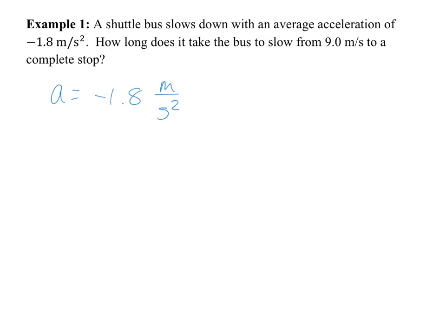What else? It says, how long does it take to go from 9 meters per second to a complete stop? So that's time. Okay, so that's what we're looking for. Good. What is a complete stop? What information do you know about an object when it's stopped? No velocity. Yeah, so the final velocity would be 0.